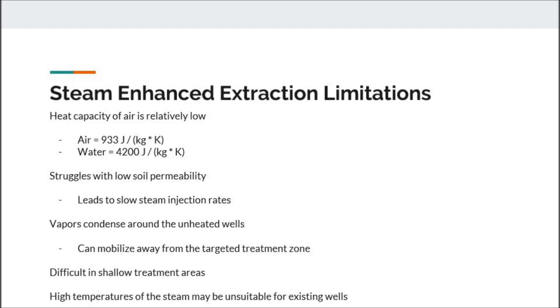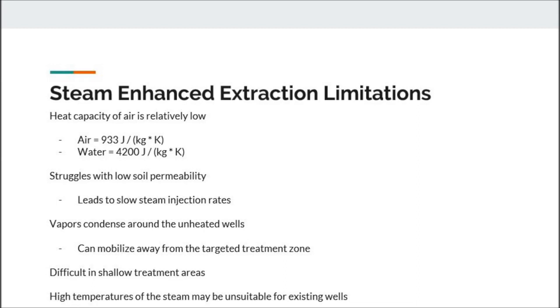Additionally, the vapors can condense around the unheated wells that are not being used for the thermal remediation quite yet, and these vapors can actually mobilize away from the site area. The idea of this treatment method is to work from the outside of the plume and then work your way in. These sites may require an impermeable surface to limit the infiltration from either groundwater or rainwater, depending on what kind of climate you're in.